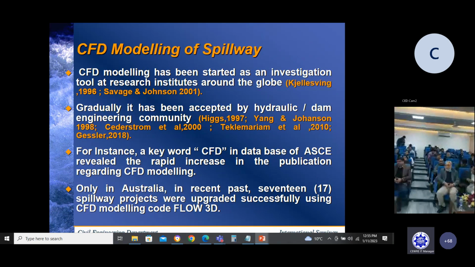The CFD modeling has been started around the globe since 2000, and gradually it has been accepted by the hydraulic and the dam engineering community. For instance, if you type the keyword CFD in the database of ASC, you will find a number of research papers representing the CFD modeling. Only in Australia, 16 spillway dams were upgraded using this CFD modeling technique. So this shows how rapidly it is being adopted by the dam and hydraulic engineering community.